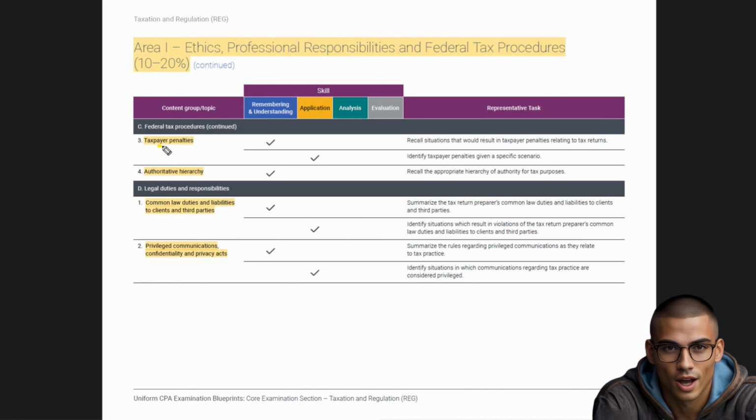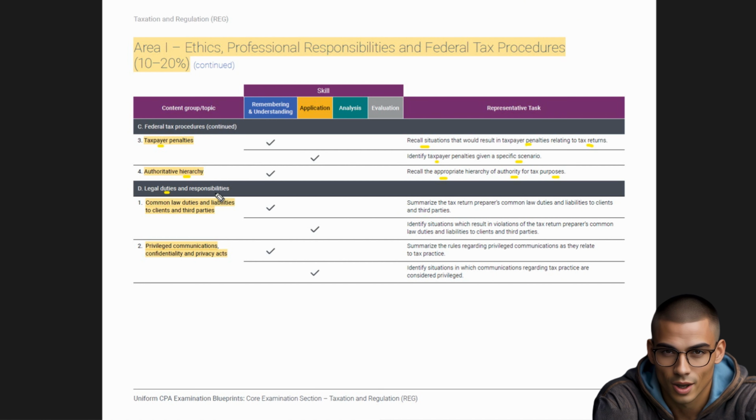Continuing with Area 1, we have taxpayer penalties, where you'll need to recall situations that would result in taxpayer penalties relating to tax returns. You'll need to identify taxpayer penalties given specific scenarios. Next, we have authoritative hierarchy, where you'll need to recall the appropriate hierarchy of authority for tax purposes.